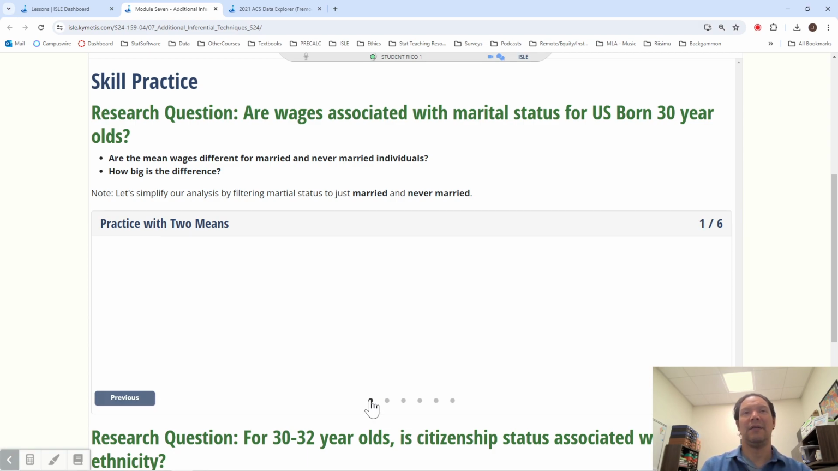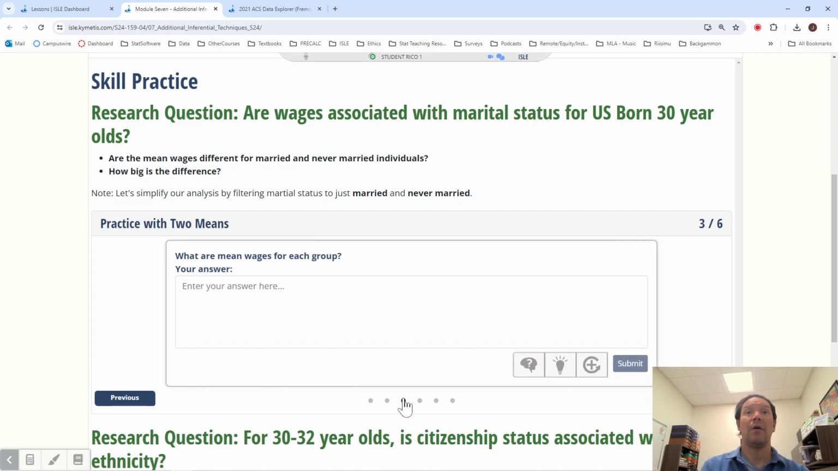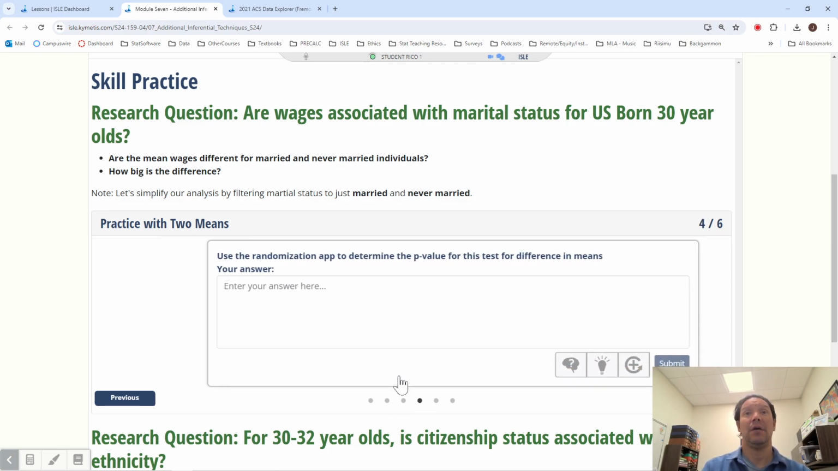We could say this a little different. We could say no association, meaning that the mean wages are the same. And the other one would be the mean wages are different. That's basically what association means, is that something is different. What's the mean wages for each group? Well, the app's going to find that for us.